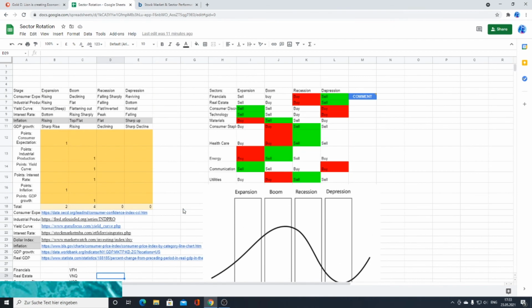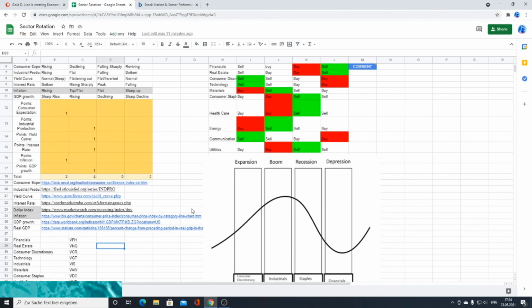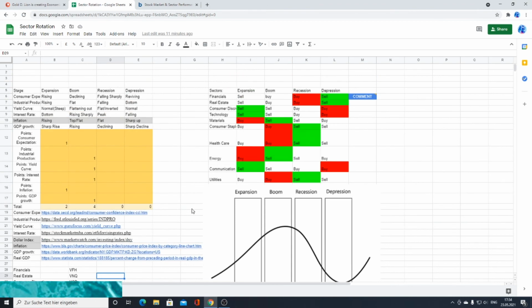So that's pretty much it. That's the entire indicator. I call it the Goldie indicator, and I'm very proud of this.